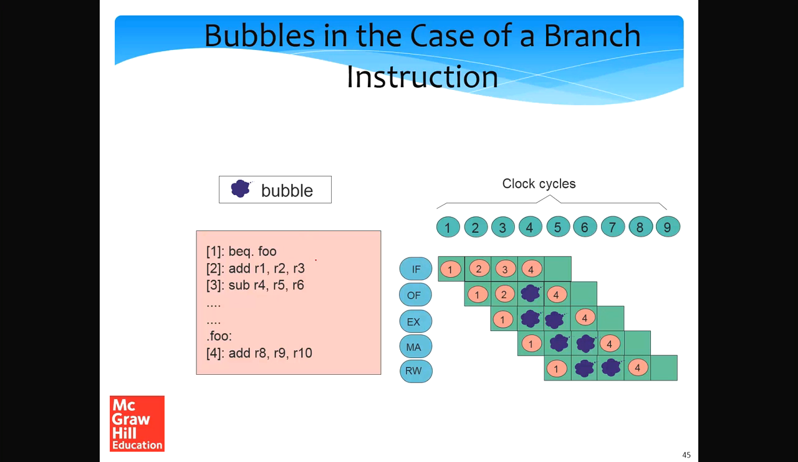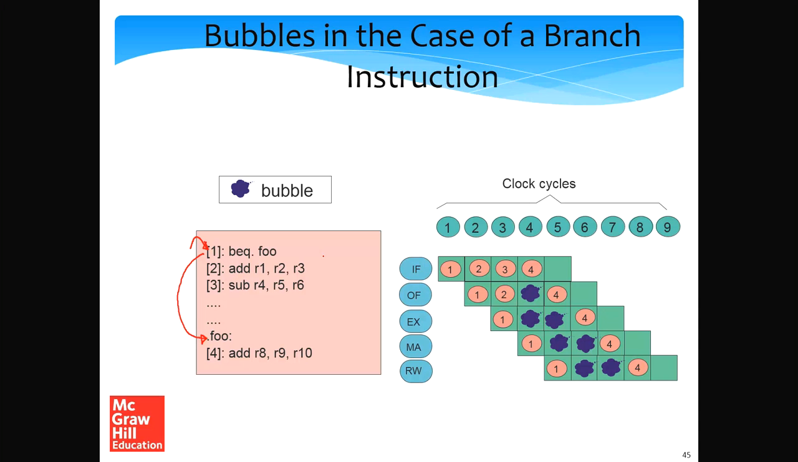So now let's take a look at bubbles in the case of a branch instruction. In the case of a branch instruction, when delayed branches are not there, the way that things work is as follows. Let's assume that we have a conditional branch instruction, beq .foo, where if the condition is correct, then we directly branch to the instruction at .foo. So we have two instructions after the branch instruction.